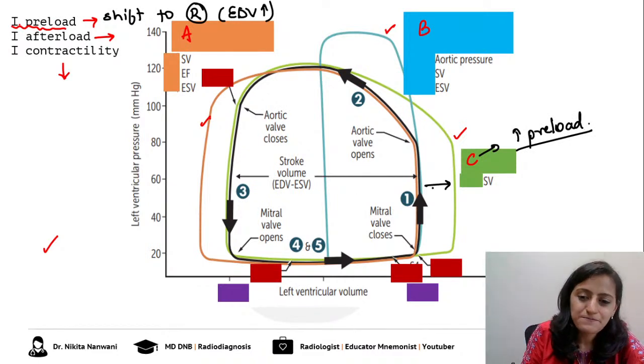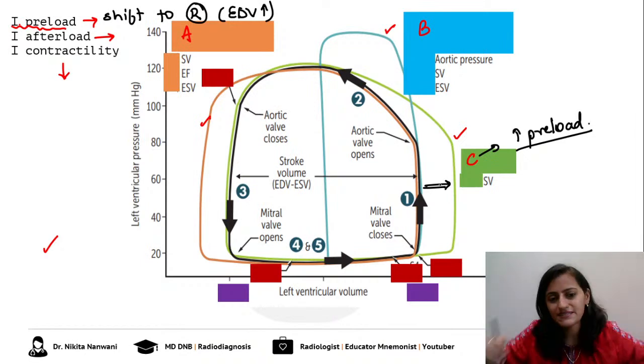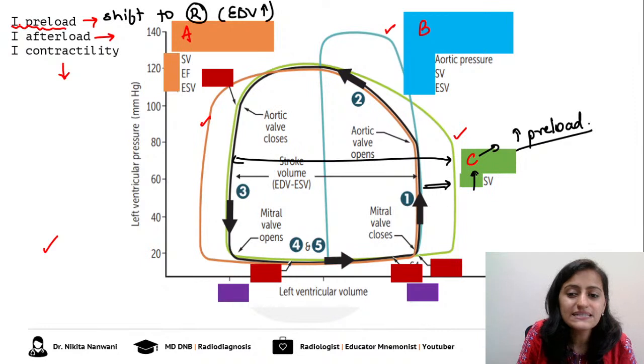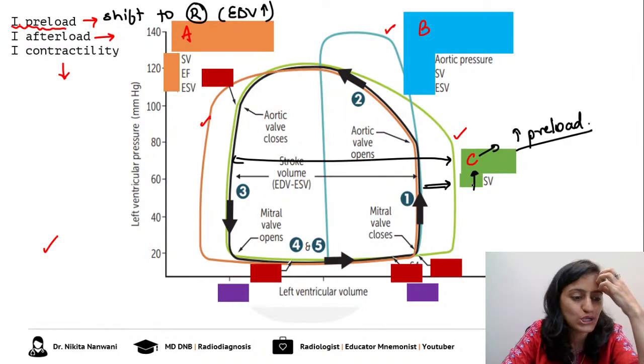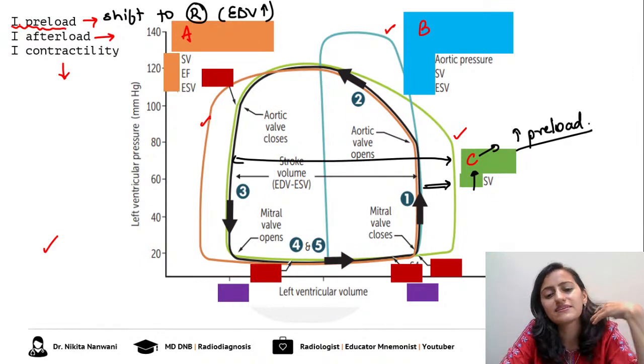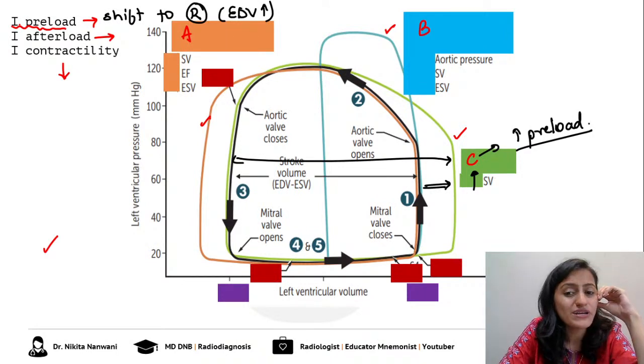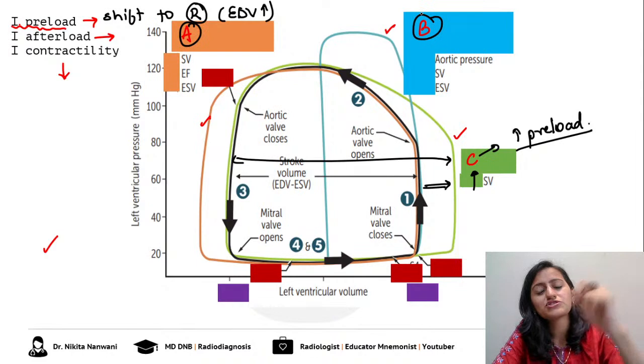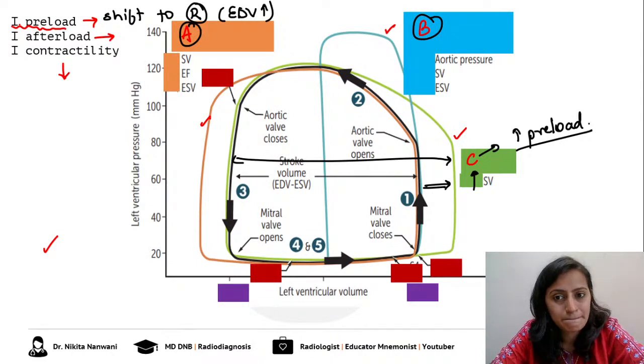You can see that when the preload is increasing, the graph is becoming wider. So the stroke volume will increase. That is the graph showing the increase in preload. Now, which is the graph showing the increase in afterload? You have graph A and you have graph B. Which is the one showing the increase in afterload?